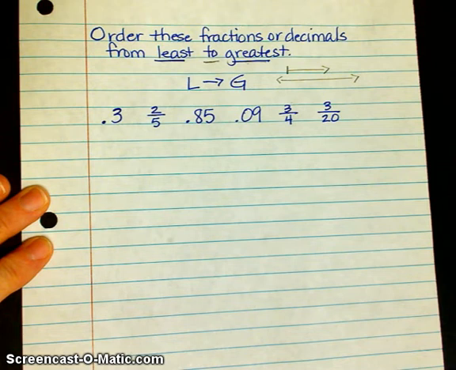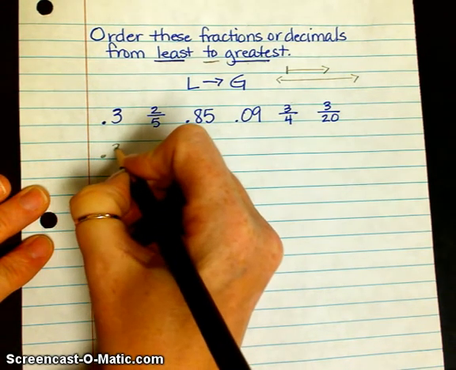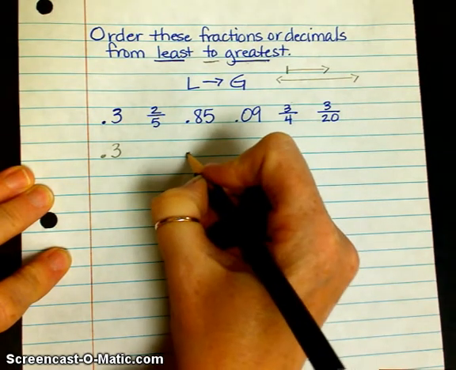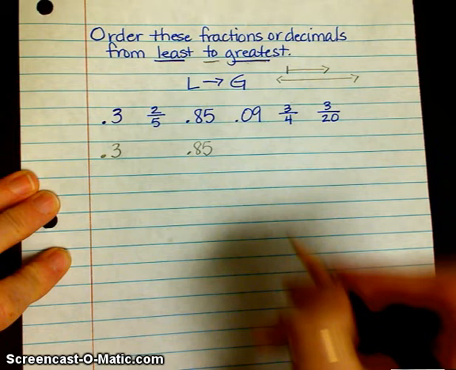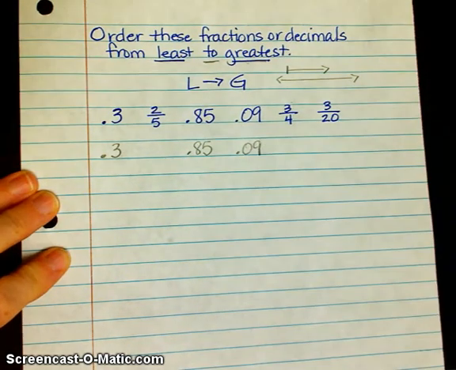The third step was to identify and rewrite any decimal numbers that you do not have to convert. Well, as I'm looking right here, I have a 0.3 that I don't have to do anything to. I have a 0.85 I don't have to do anything to. And I have a 0.09, which I do not have to do anything to. But I have 3 fractions there that I'm going to have to convert.